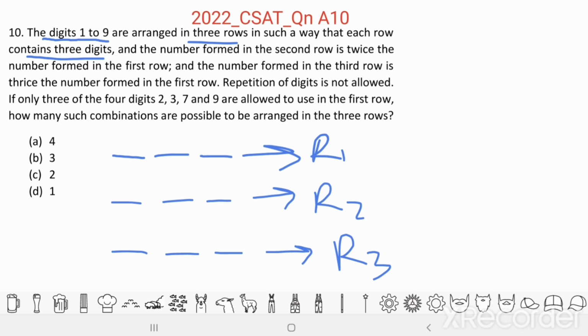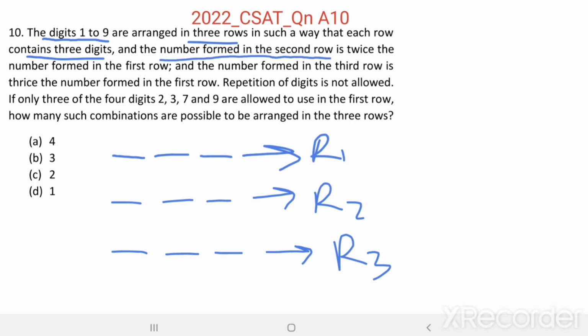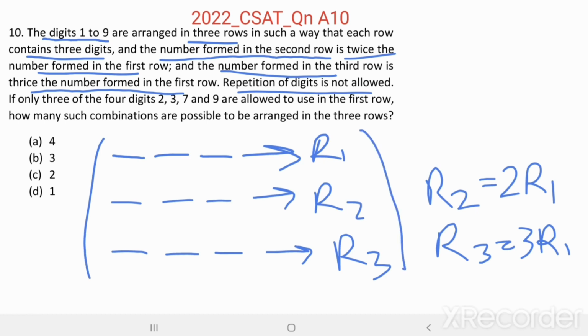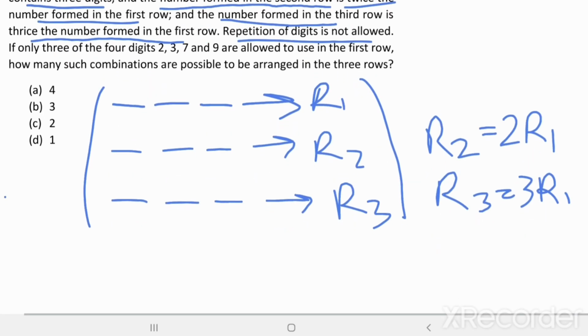Now see the next statement. The number formed in the second row is twice the number formed in the first row. And the number formed in the third row is thrice the number formed in the first row. R3 equal to 3R1. Then repetition of digits is not allowed. We have to use all the 9 digits in these 3 rows. If only 3 of the 4 digits 2, 3, 7 and 9 are allowed to use in the first row, then how many such combinations are possible?